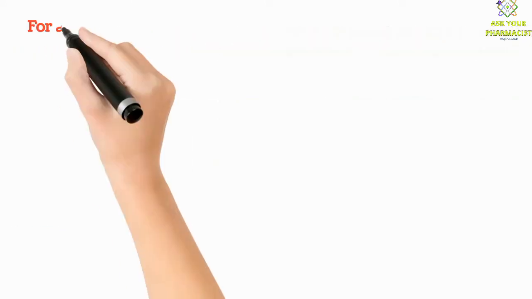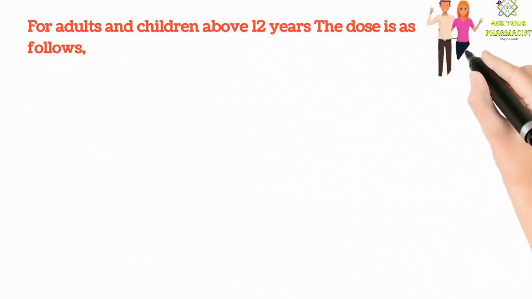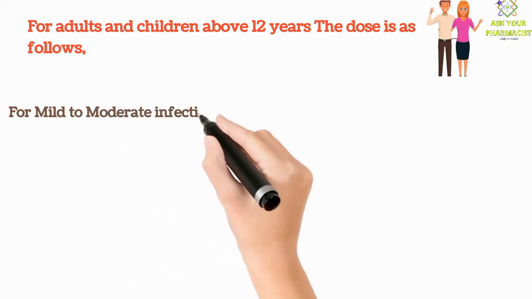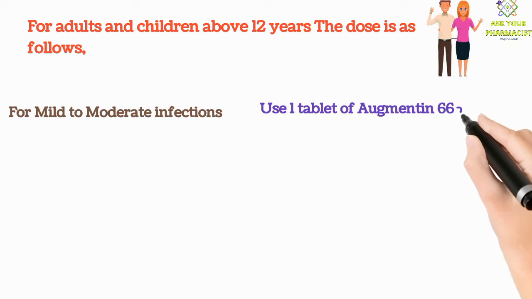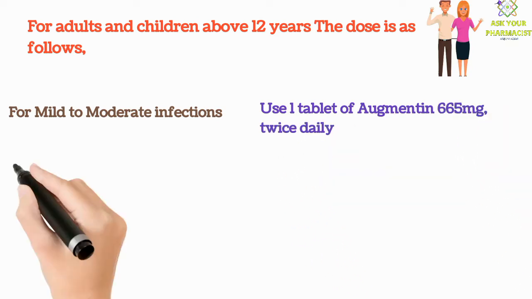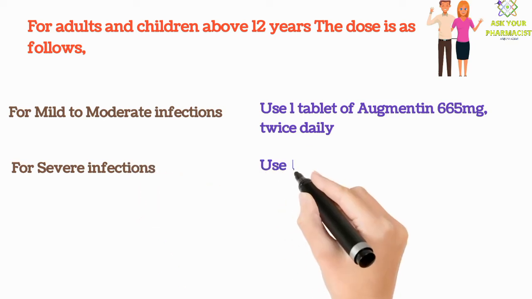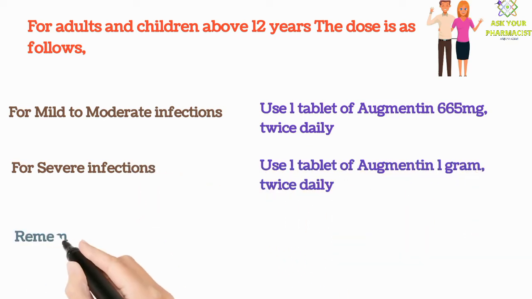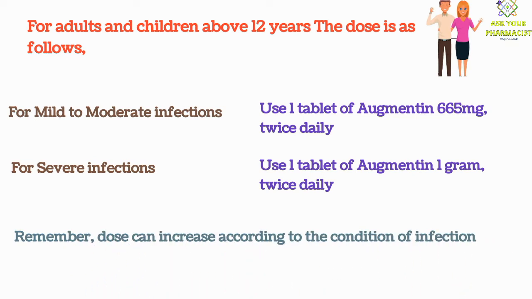For adults and children above 12 years, the dose is as follows. For mild to moderate infections, use 1 Augmentin 625 mg tablet twice daily. For severe infections, use 1 Augmentin 1 gram tablet twice daily. Remember, the dose can increase according to the condition of infection.